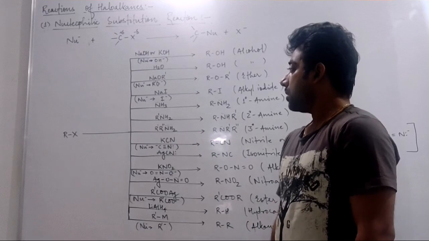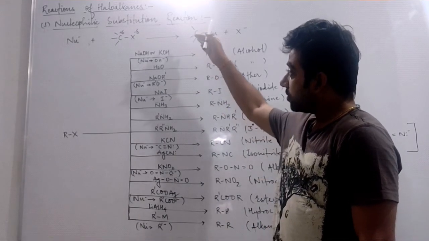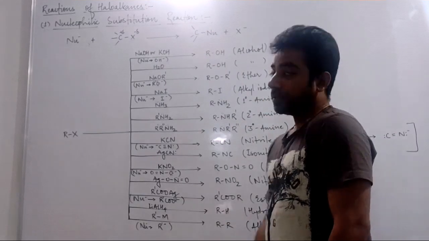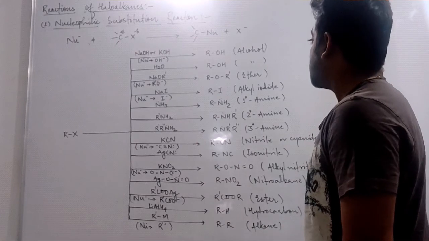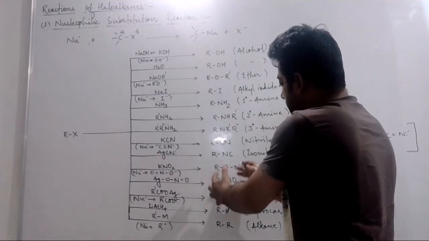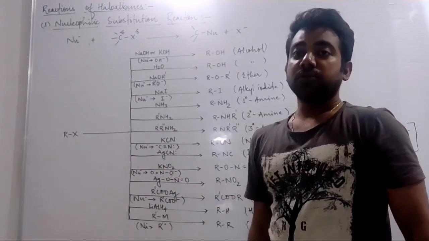carbon. Now here are the different possibilities of nucleophilic reagents, the nucleophiles obtained from them, and the class of the compound which is obtained upon substitution of halogen by those nucleophiles.